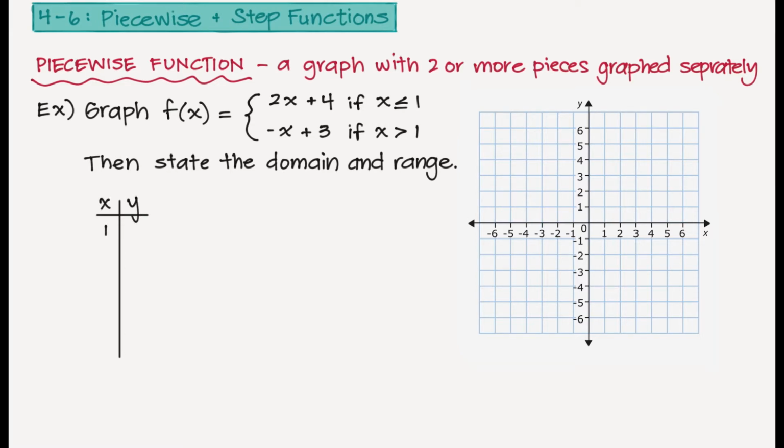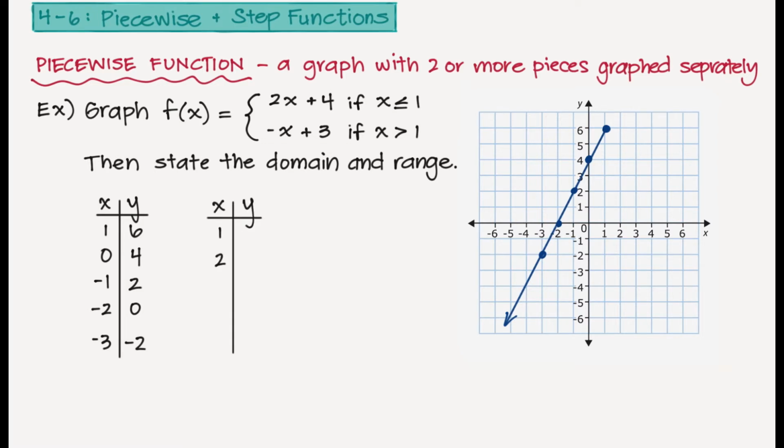To begin, I'm going to pick numbers that are less than or equal to 1, and I'm going to plug it into 2x plus 4. So 2 times 1 is 2, plus 4 is 6. 2 times 0 plus 4 is 4. 2 times negative 1 plus 4 is 2. 2 times negative 2 plus 4 is 0. And 2 times negative 3 plus 4 is negative 2. So now I can go ahead and plot all 5 of those points to help me form what my graph is looking like. And since I'm graphing all the x values that are less than or equal to 1, it is starting at 1, 6 and going in the opposite direction.